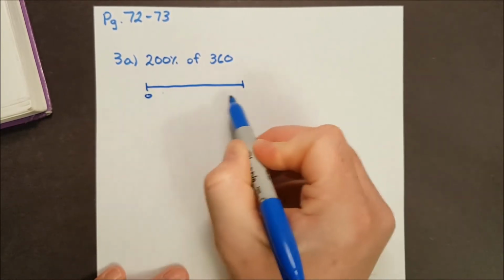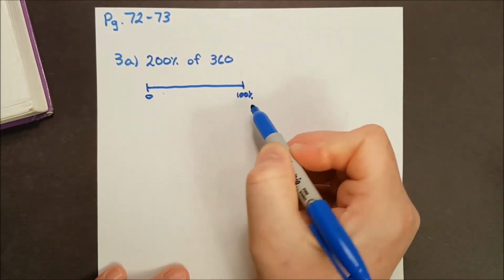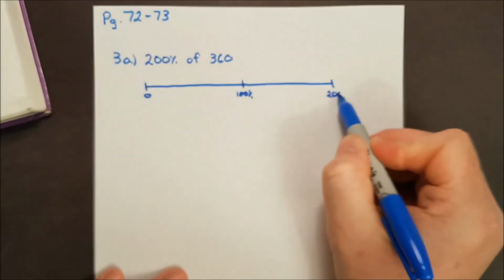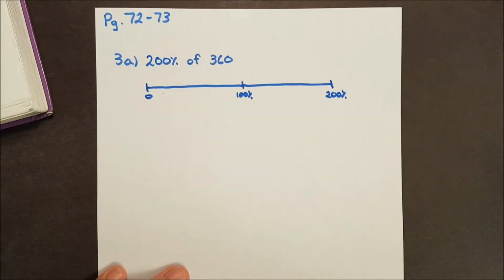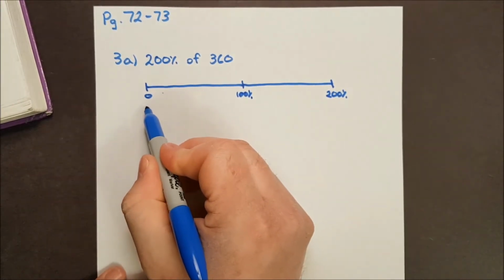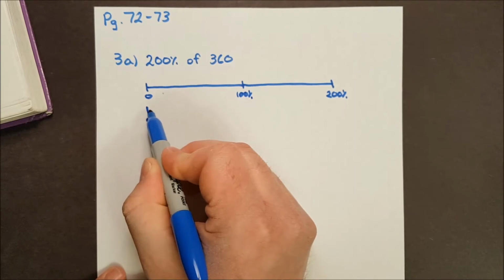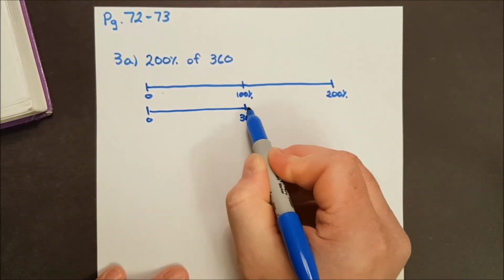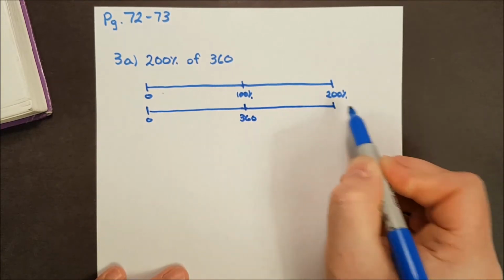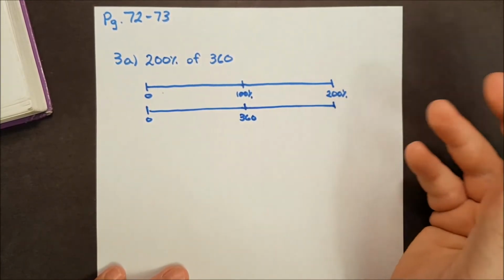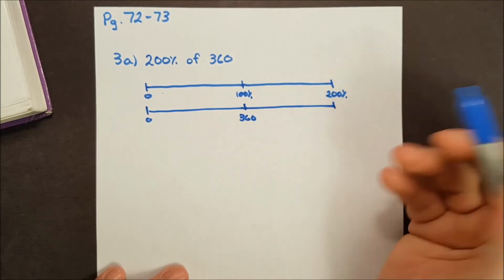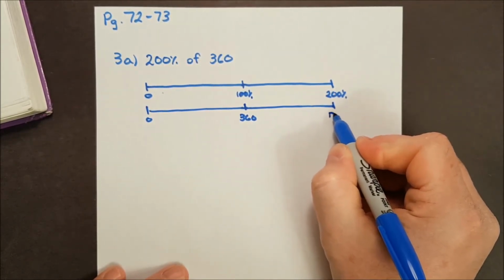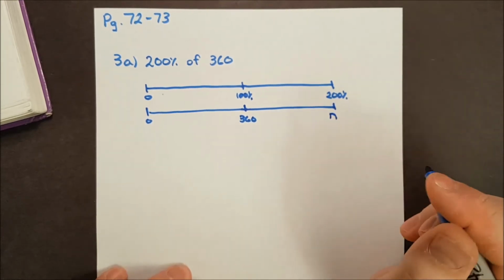Well, we have 0 to 100%, and we have double that to 200%. And if we draw a number line underneath it, we start at 0 once again, and 100% would be 360. And double that, we can tell from inspection, double 360 would be 720. Well, let's just put a variable here for now, n.